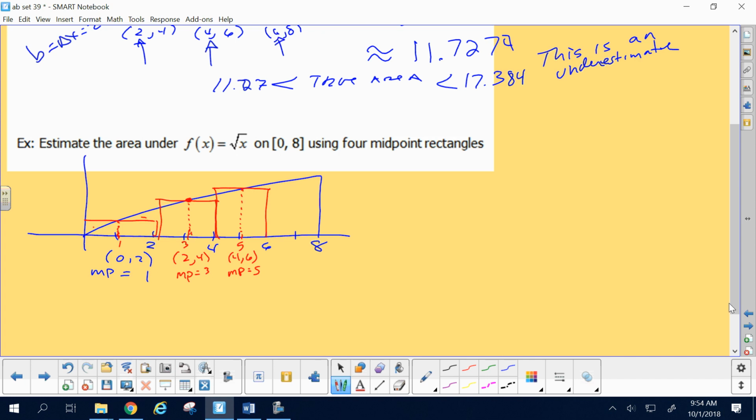rectangle, and the last one is obviously at 7. Go up to 7, go across, and you're looking at that. And now again, this will be a best estimate because it has over and underestimating error. It'll be somewhere in between. It won't be perfect, but it'll be doggone close.